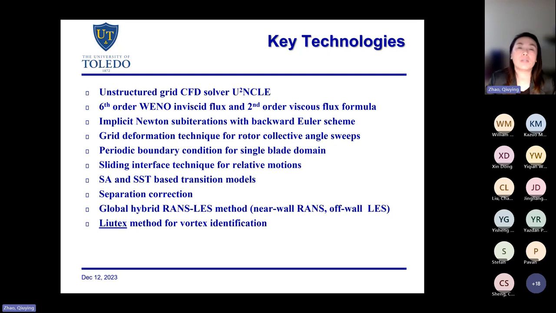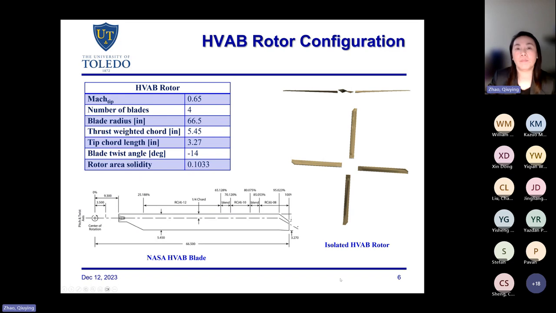Lastly, thanks to the previous Liutex workshop, we built the Liutex method into our code. So we use the Liutex method to identify vortices, for the downwash vortex in hover simulations.